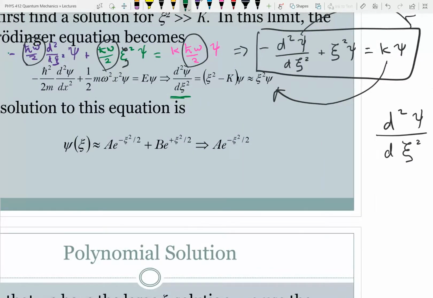Now, if we look at this, we have to remember what psi is. Psi is not just any mathematical function, it's our wave function. And our wave function has certain rules. Tell me the rules that you remember for the wave function, things that it must obey.